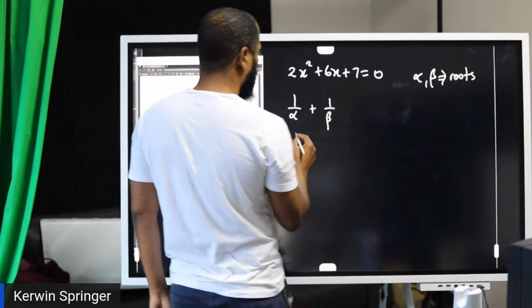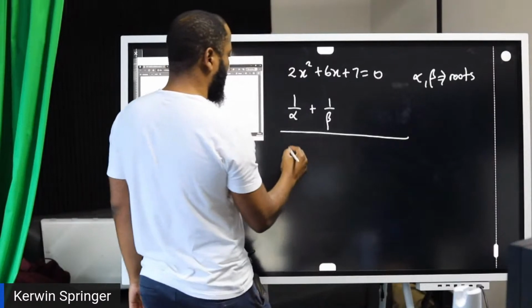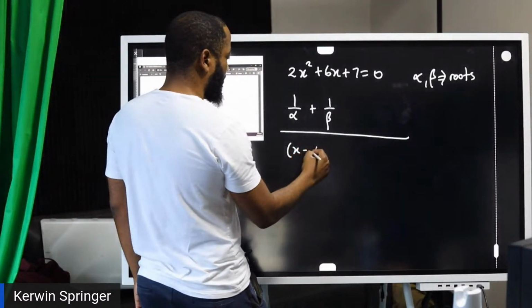So if you have the roots, if we say that alpha and beta are the roots, then therefore it should have a setup like this.